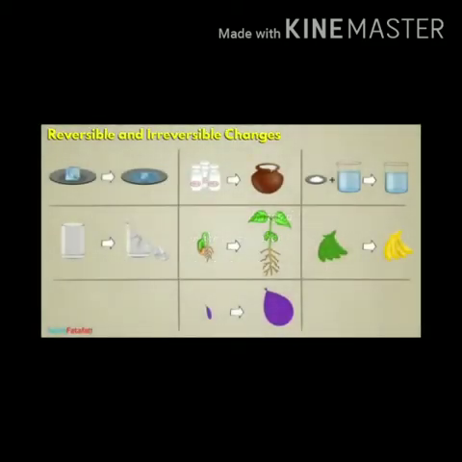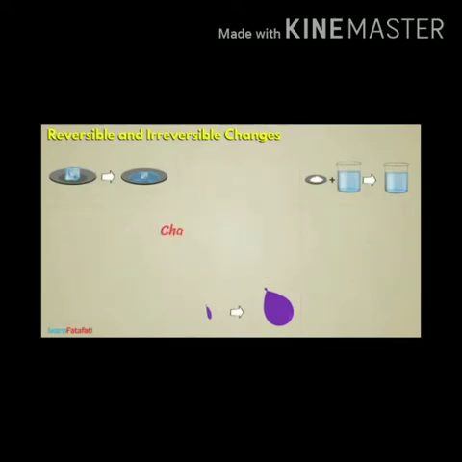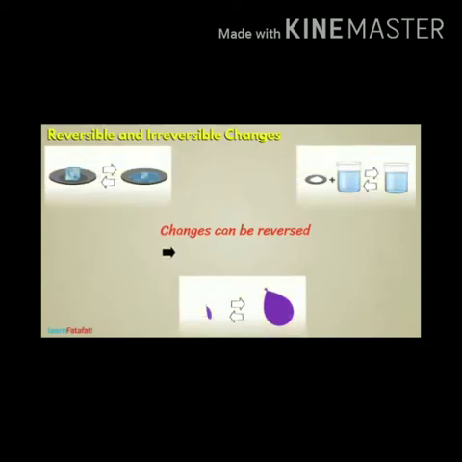Some of the changes can be reversed. That is, the change can be undone. Such changes are called reversible changes. Let's study certain examples.